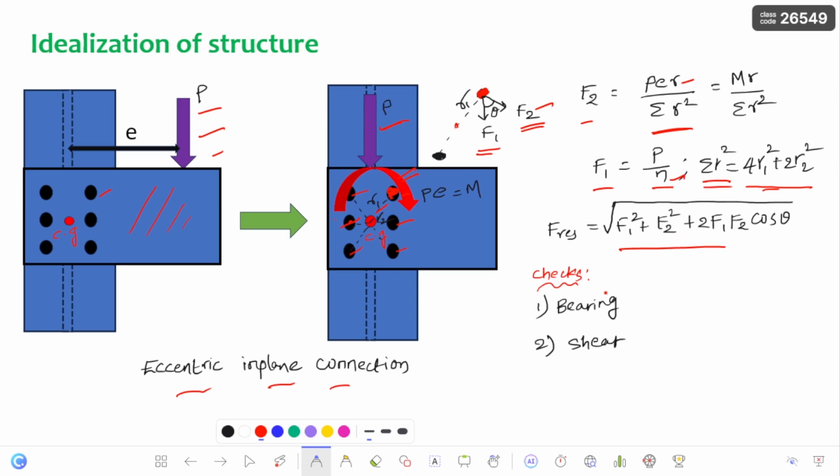The basic checks we have to do for this bolted connection, because of this eccentric load, are for shear and also bearing. There is no possibility of tension force in the bolted group. So this is a clear-cut summary of the eccentric in-plane connection.